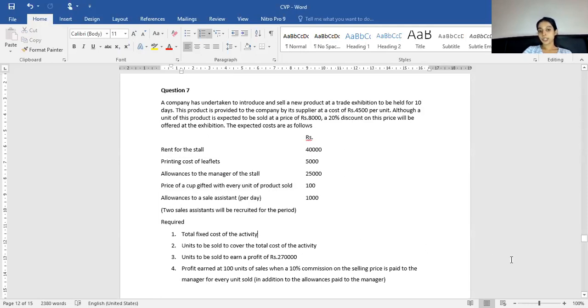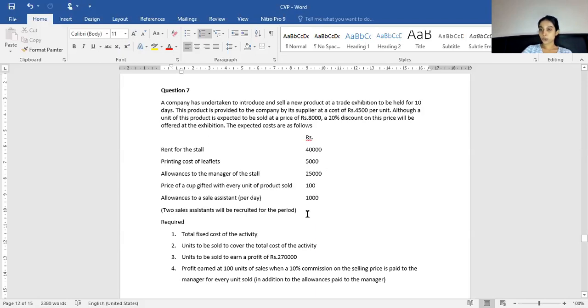Total fixed cost of the activity, first we have to identify. So this rent for the stall is a fixed cost component. Printing cost of the leaflets is again a fixed cost component. Allowances to the manager of the stall, again a fixed cost component. And this price of a cup gifted along with the number of units of products sold is a variable cost component. We do not take that. Allowances to the sales assistant per day, and 2 sales assistants will be recruited for the period.